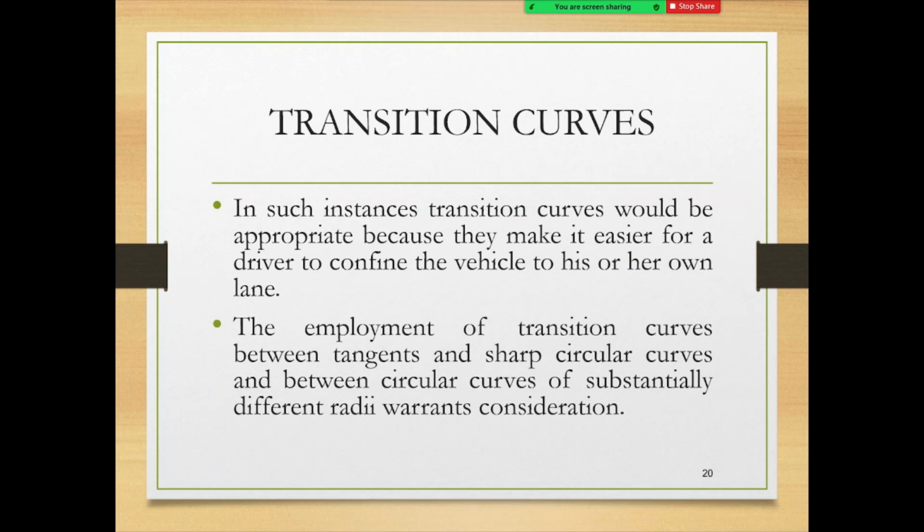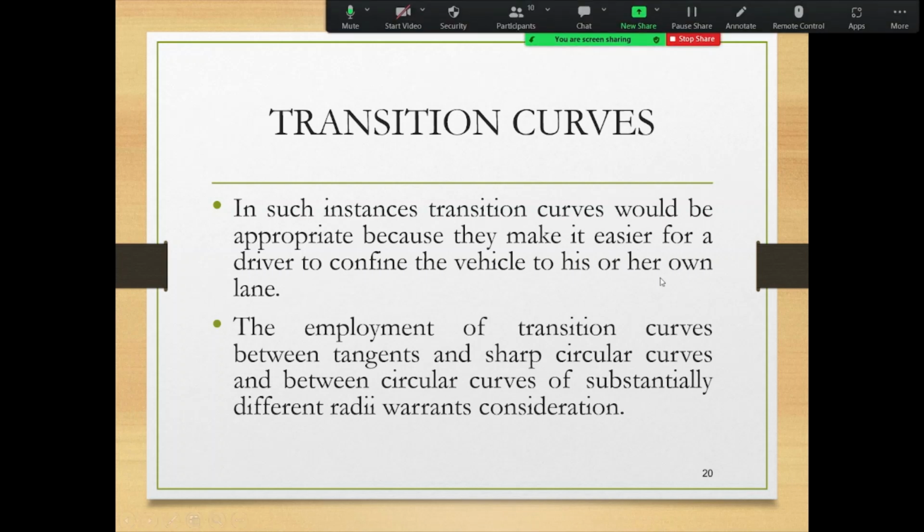So if you are going to have a tangent and a sharp circular curve, or circular curves of substantially different radii, say one radius is 100 meters and the next radius is 1000 meters, that is a 900 difference. Maybe you can have a transition curve in between, right? But I'm stressing again, please understand, in Sri Lanka we use transition curves only for the expressways, not for the normal roads or national roads.